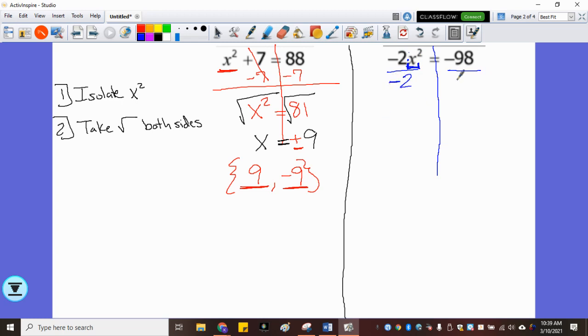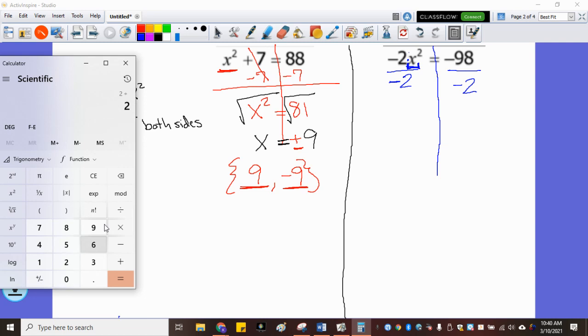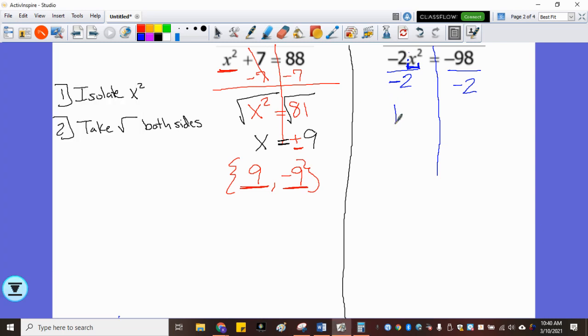What are we trying to get rid of? Negative 2. Because a negative and a negative, negative 2 divided by negative 2. It's positive 1. So this is 1x squared.